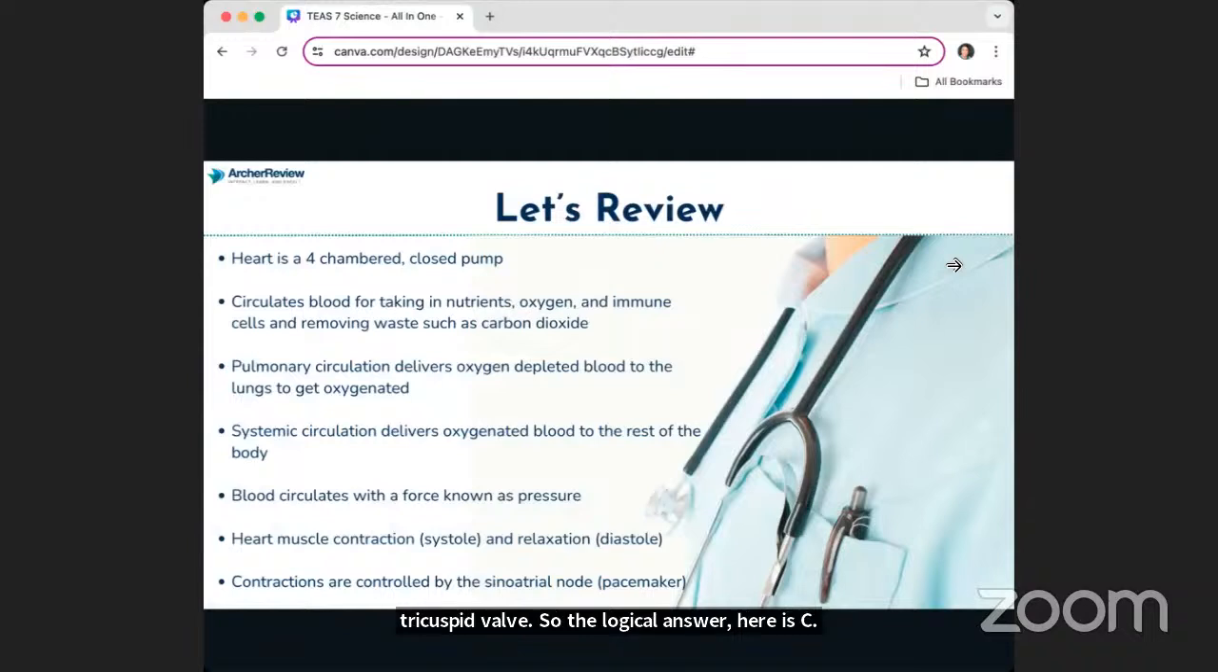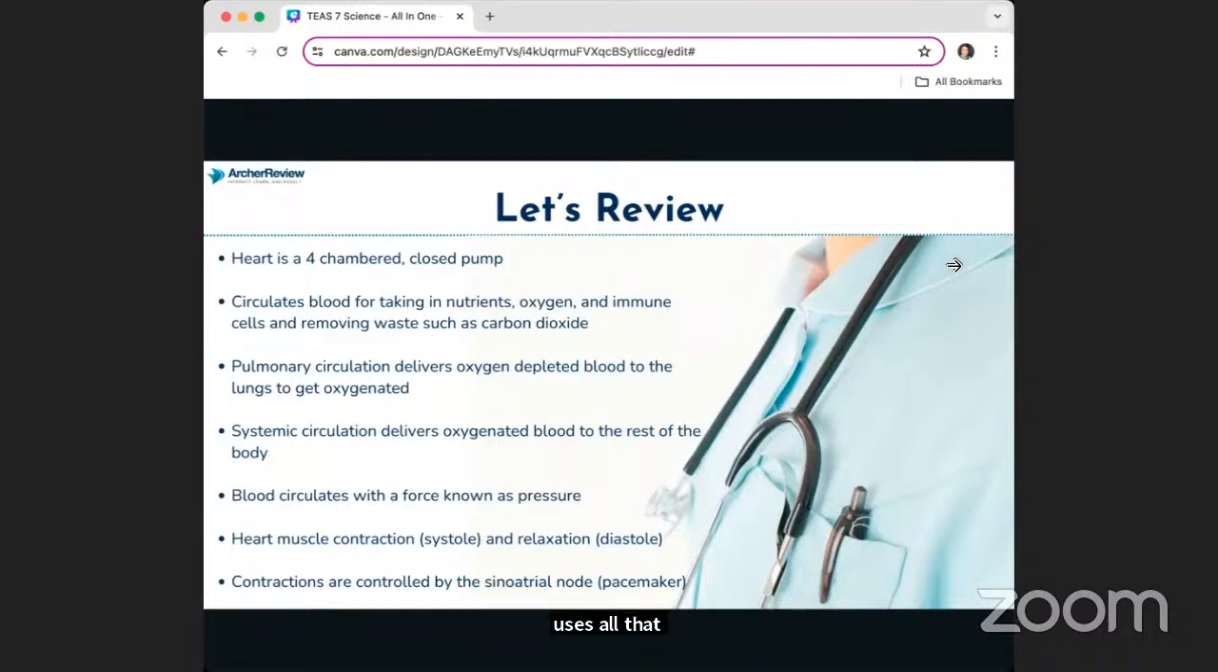Let's do a quick review of the cardiovascular system. The heart is four-chambered and it is a closed pump. It circulates blood so that it can take in nutrients and oxygen, immune cells, while removing waste, such as carbon dioxide. Pulmonary circulation delivers oxygen-depleted blood to the lungs so it can get filled up on oxygen. And as soon as that's done, the blood's got to go back to the heart so we can deliver that oxygen-rich blood to the body, and that's called systemic circulation, until your body uses all that oxygen again and it's low on oxygen, and then we send it back to the heart.